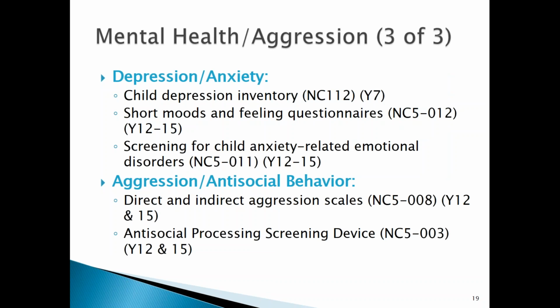And finally, I wanted to mention some other mental health and aggression-related scales. If you're interested in depression or anxiety, at year 7 there was a Child Depression Inventory, and the Short Moods and Feelings Questionnaire related to depression. There was a screening for anxiety at years 12 through 15. And in terms of aggression or antisocial behavior, there's a measure of direct and indirect aggression at years 12 and 15, and then the Antisocial Processing Screening Device at those same years.